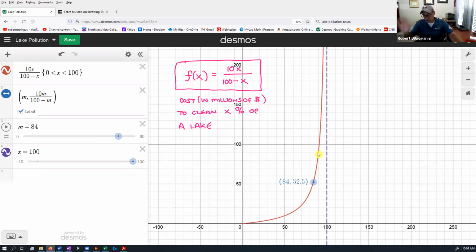So, all right, that's it. There's the function. If I were to give you this function on a test, 10x over 100 minus x, and ask you to graph it, I would expect that you could do that, right? Because this is just a rational function. So you find the x-intercept, find the verticals, find the horizontals, test points, draw it, you're done. Questions?